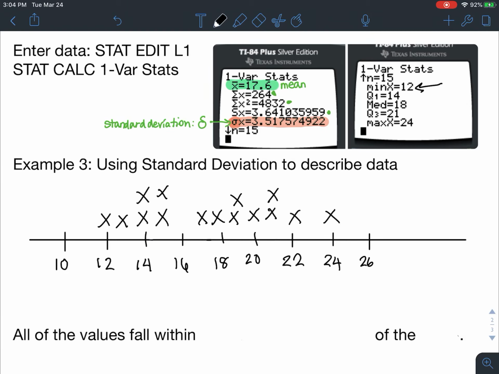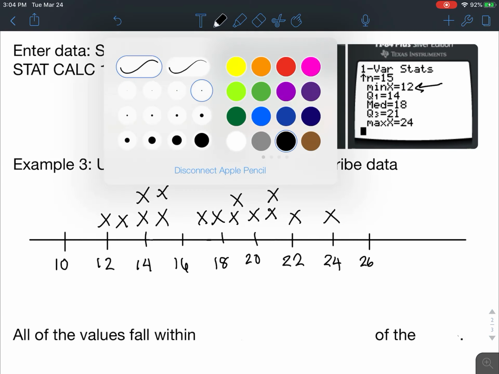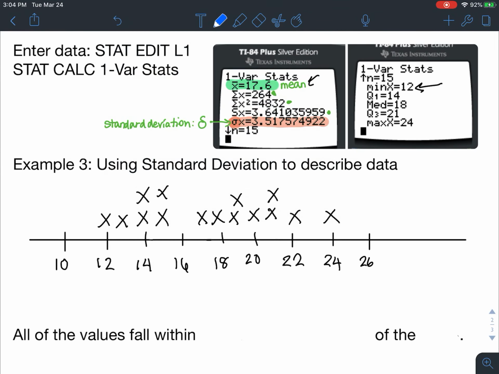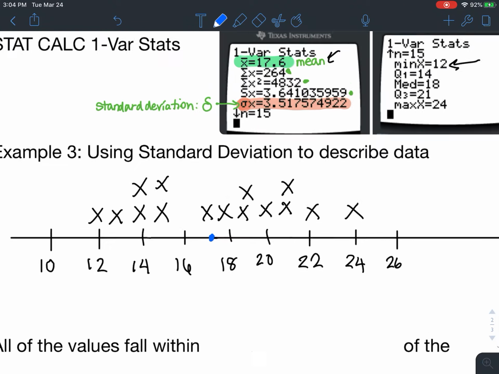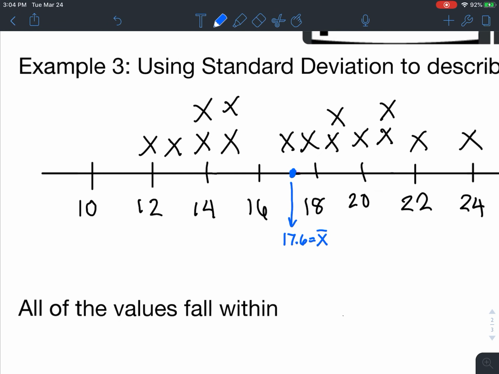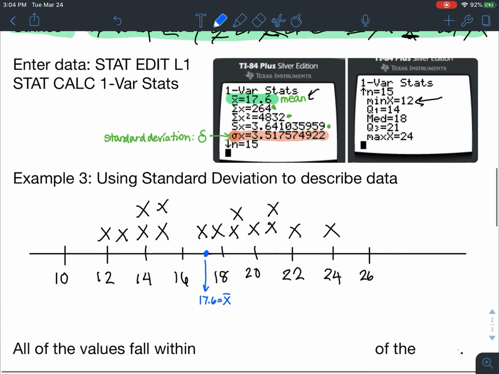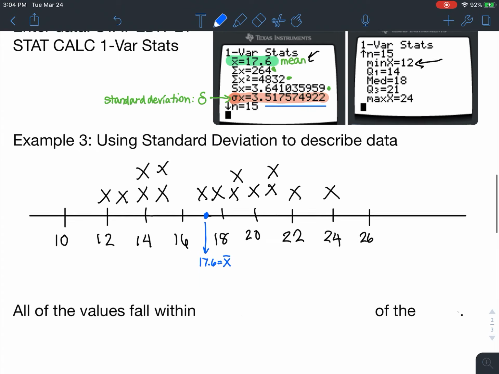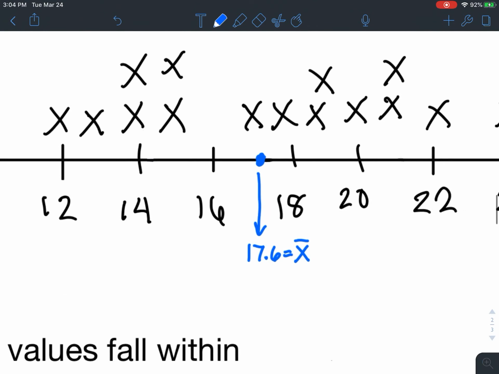So where's the mean? If you look back right here, you'll see the mean is 17.6. So that's a little bit before 18, maybe here. So we're going to put a little dot there, and we're going to label this 17.6. That's the mean. Okay. Now, how big is the standard deviation? The standard deviation is about 3.5.